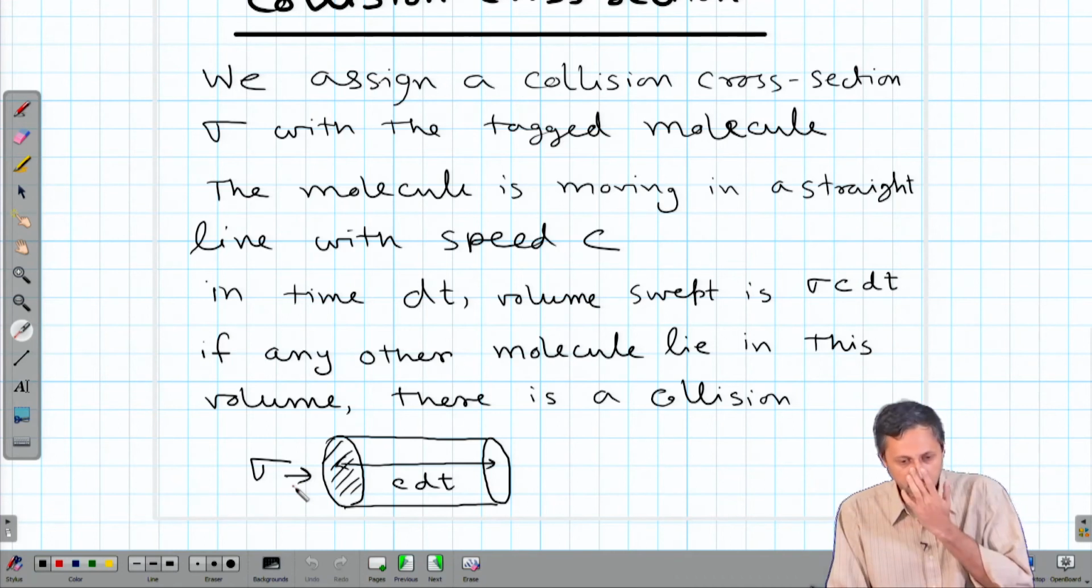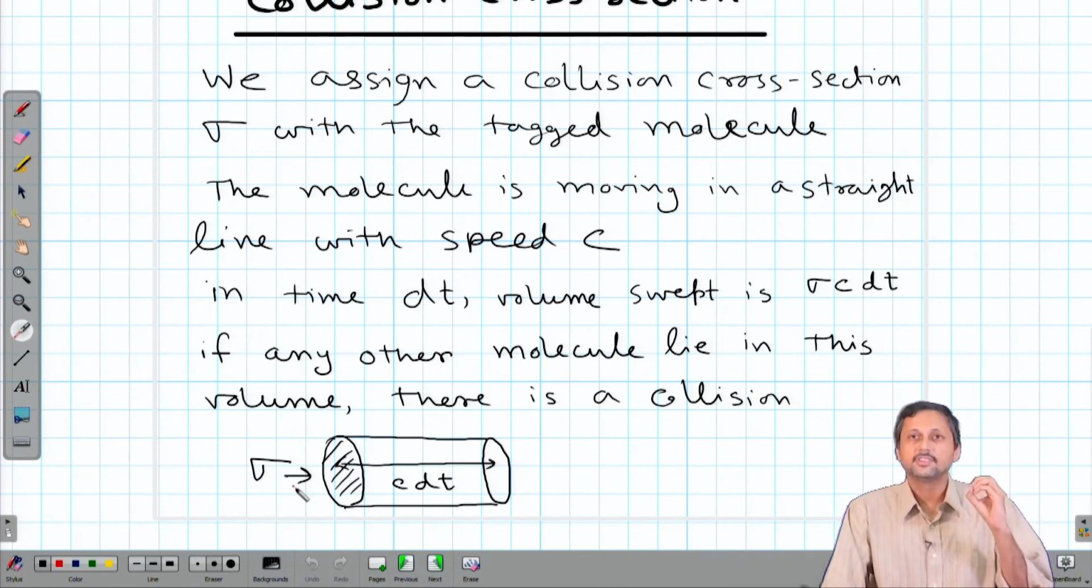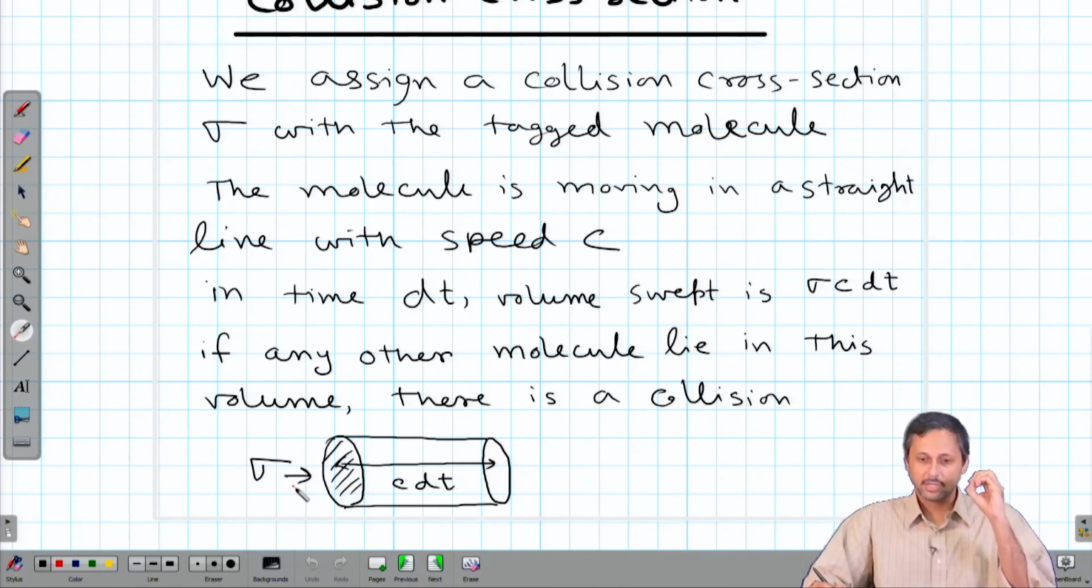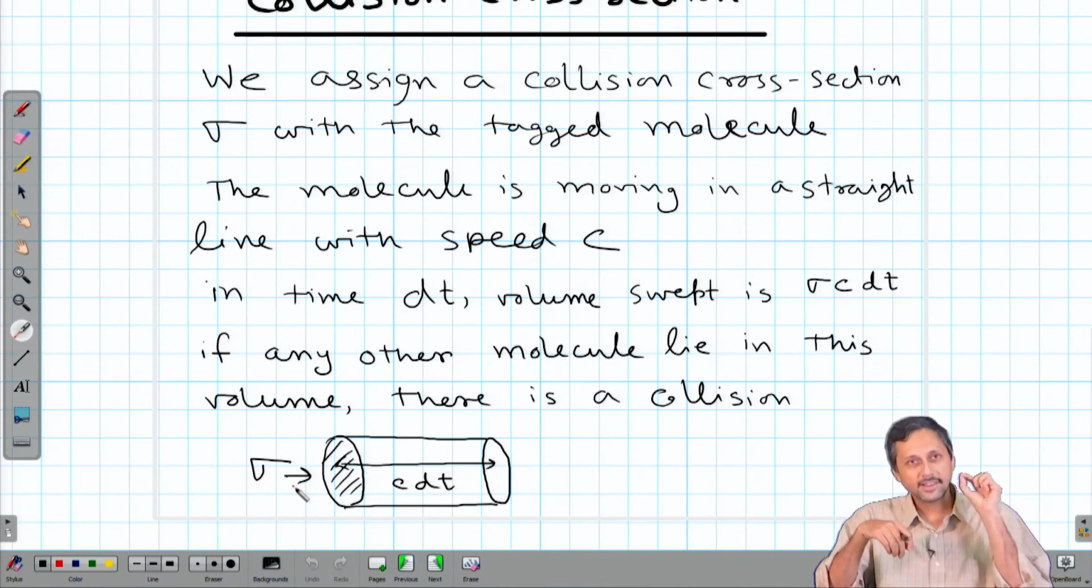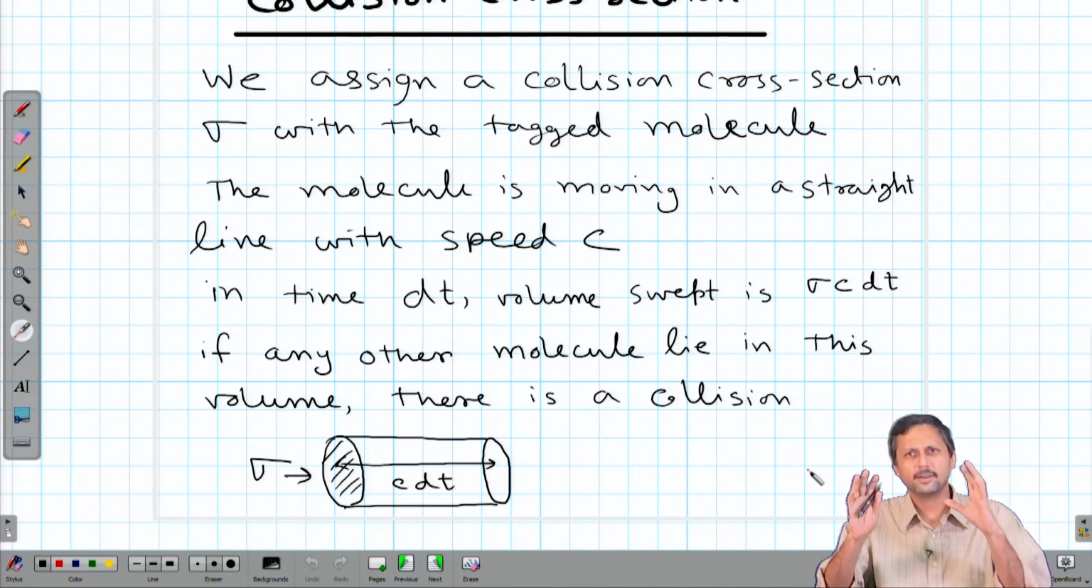Now, once again we are looking into a tagged particle. We assume this is a 0th order approximation, okay, in which we assume that only the tagged particle is moving through space, all other molecules are stationary. Now, this is a very bad approximation. I can tell you, it is nowhere close to the actual picture, but this is a 0th order approximation. That is where we start.